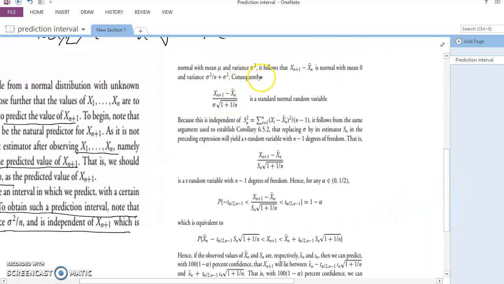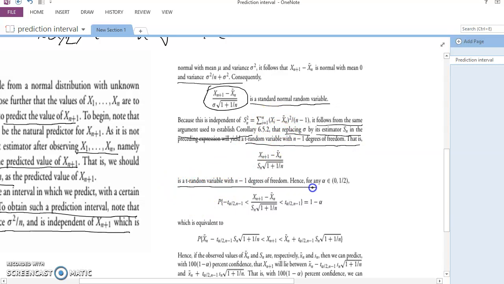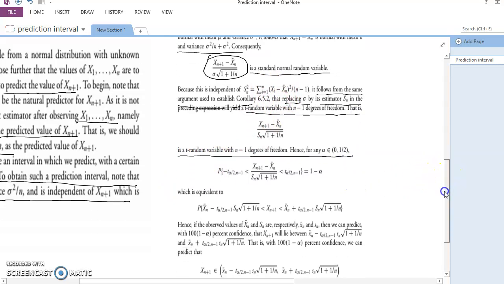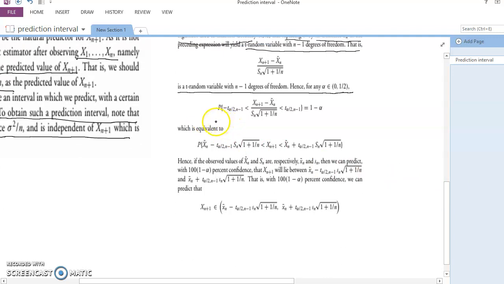We want to determine an interval in which, with a certain degree of confidence, Xn plus 1 will lie. To obtain the prediction interval, note that x bar n is normal with mean mu, and Xn plus 1 is normal with mean mu and variance sigma square. So Xn plus 1 minus x bar n is normal with mean 0, and dividing by its standard deviation gives a standard normal random variable.